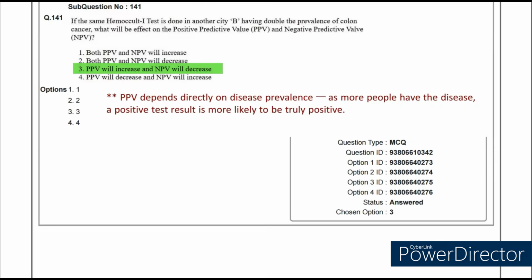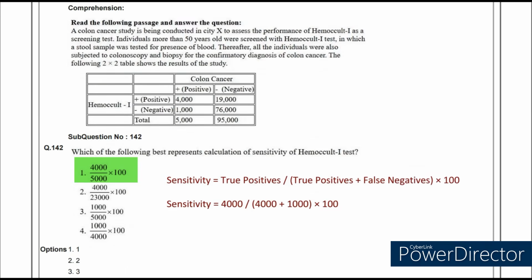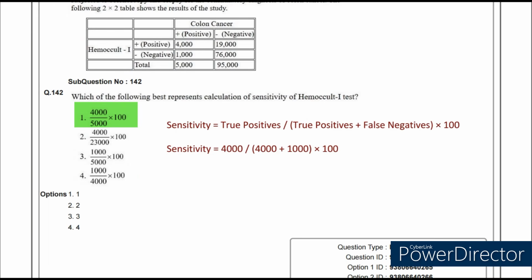And now coming to question number 142, they are asking you to calculate the sensitivity. Again a very easy and direct question. The sensitivity formula is nothing but true positives, that is TP, divided by true positives plus false negatives, TP plus FN, multiplied by 100. So in this case the true positives is 4000 divided by 4000 plus 1000 multiplied by 100.